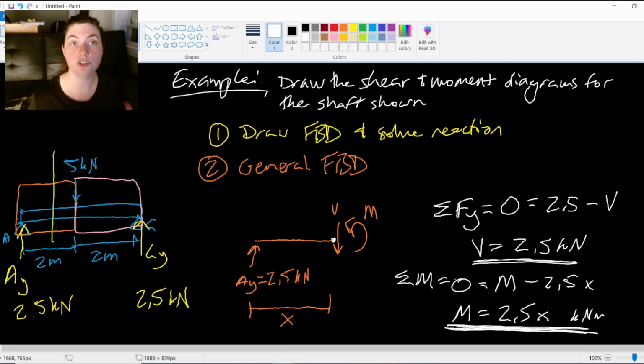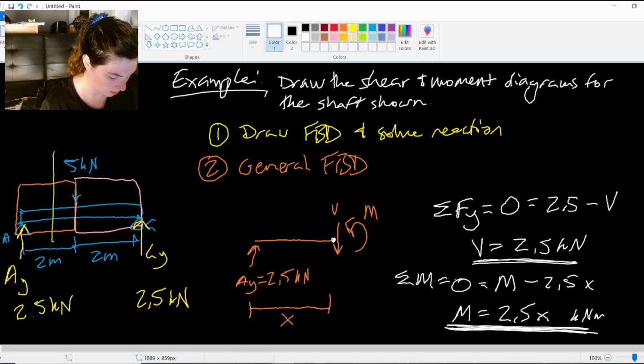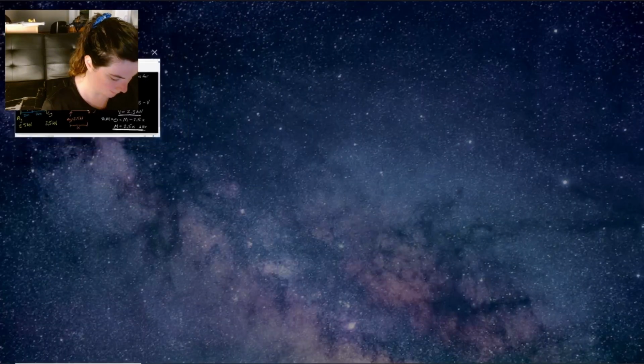So now I have these two equations, and these would be what I would plot in my region on my graph, right? So my shear would just be a straight line at 2.5 kilonewtons for this entire region, right? So if I were to come in and move this guy, oops.